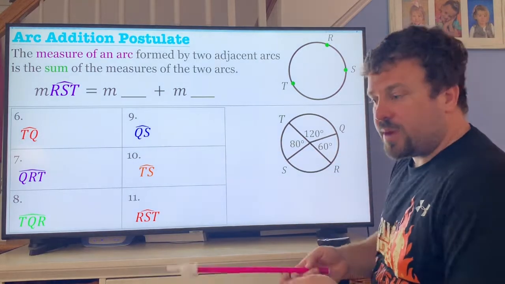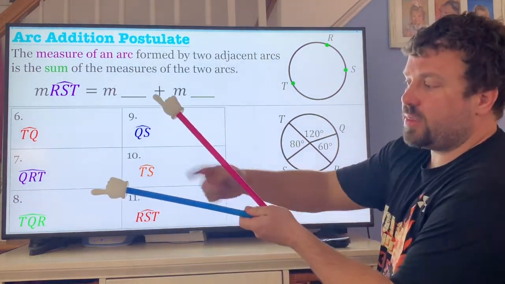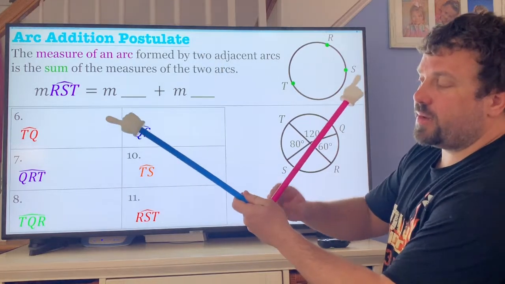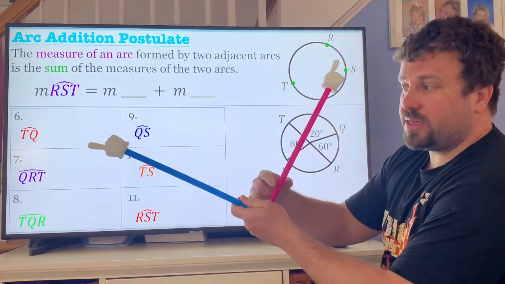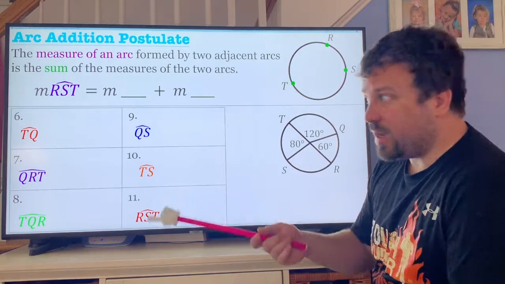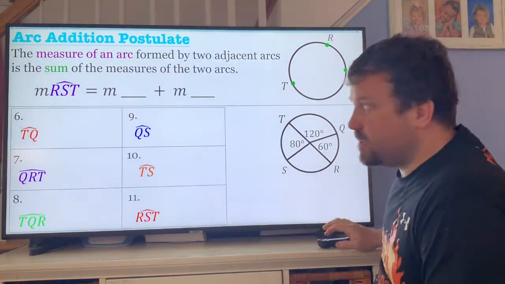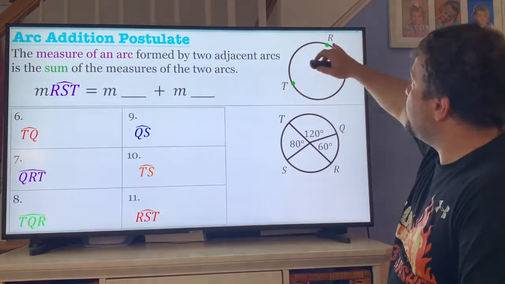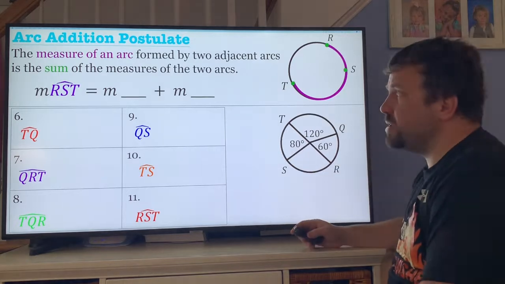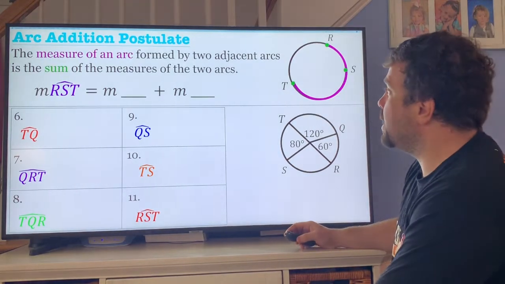Remember the angle addition postulate? If I had one angle right here that was, say, 30 degrees, one right here that was like 60 degrees, you add the two angles together, you get 90. You're doing the same thing with the measurements of the arc right here. So the measure of RST, this entire arc, is the measures of what two arcs?